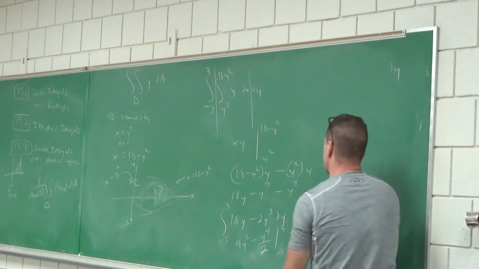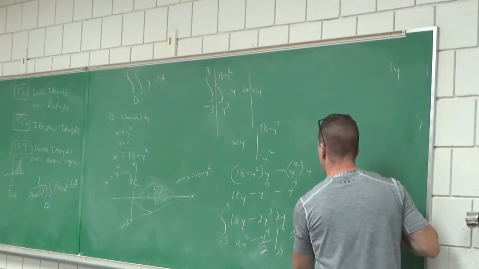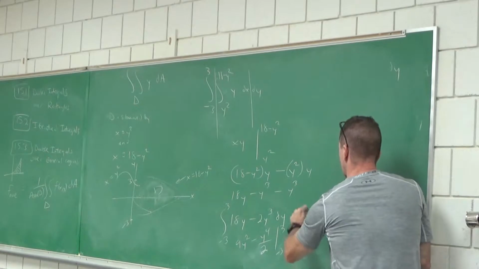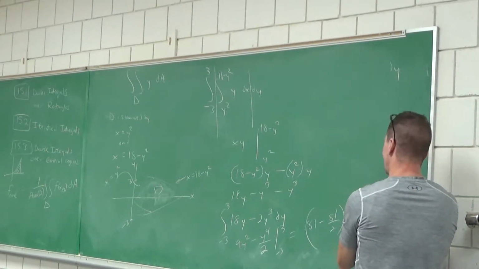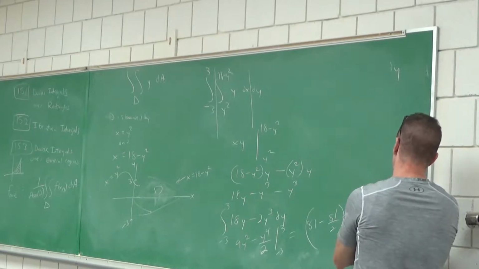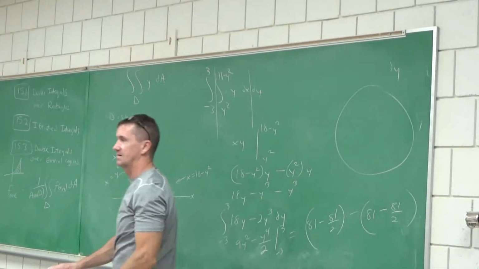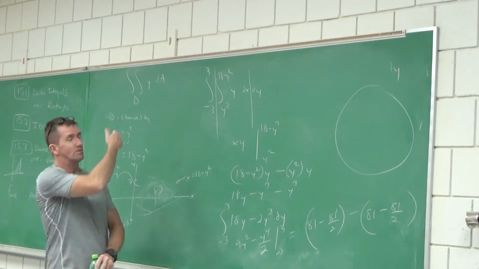Let's see what we get. 9 times 3 squared is 81, minus 81 over 2, minus, yep, 81. Just like we thought. What do you get? See it? Let's see it, 0. We evaluated that out.